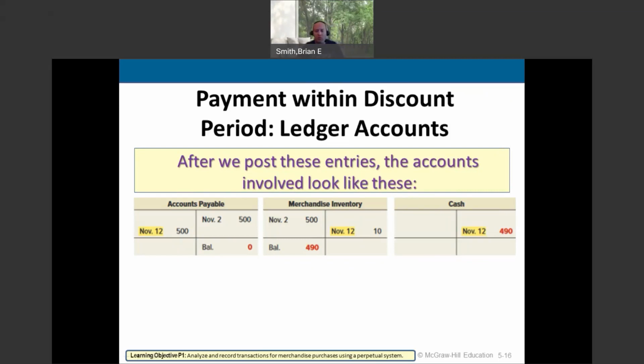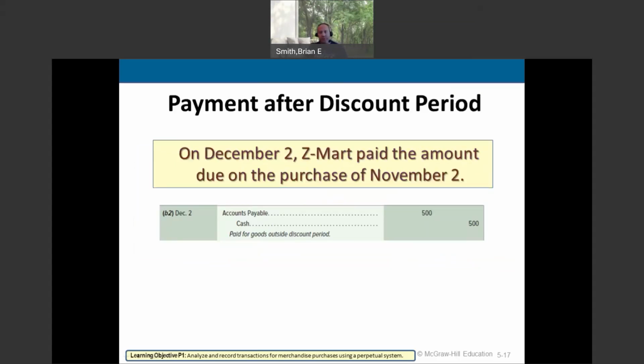That's how that works. Because if we didn't take the discount, we would still have merchandise inventory at $500, but we would have a cash outlay on November 12th of $500. Basically, we'd have an accounts payable debit of $500 and a credit to cash for $500 if we didn't take the discount. Oh, there it is. If we paid after the discount period, that's what the journal entry would look like there.